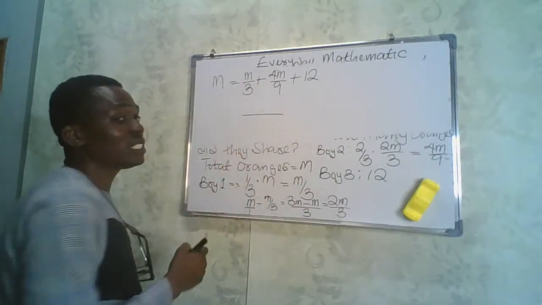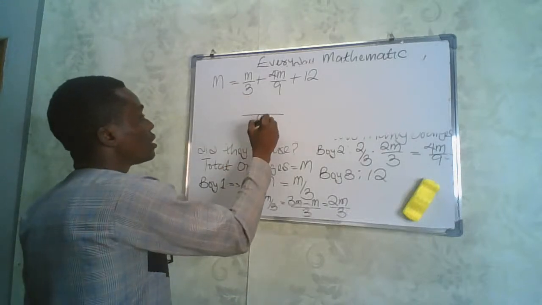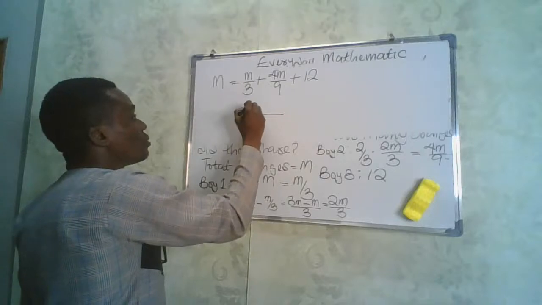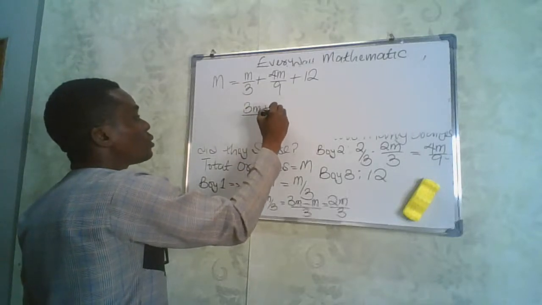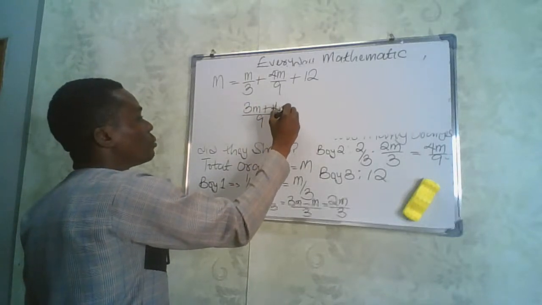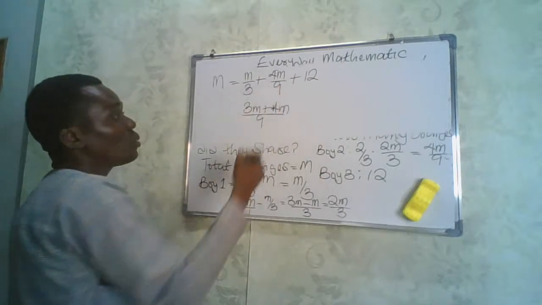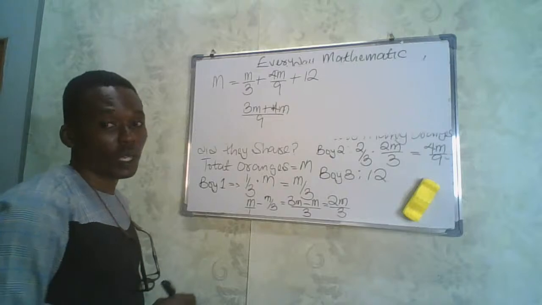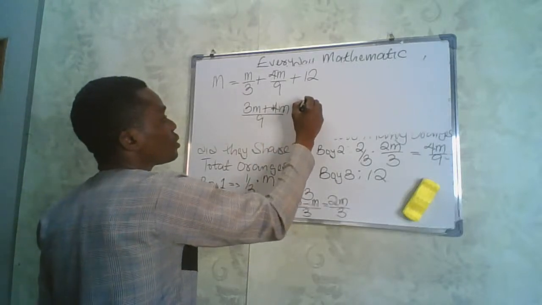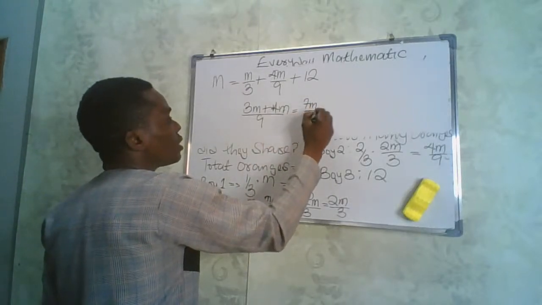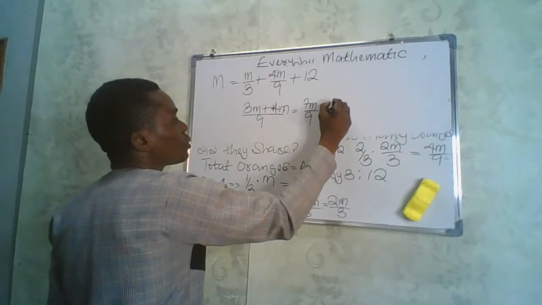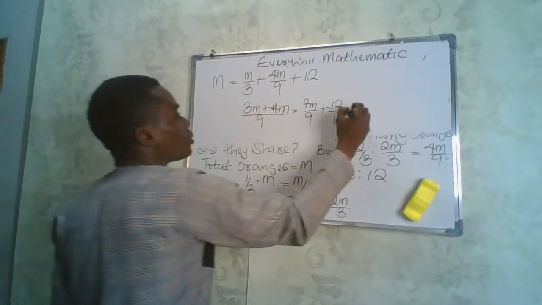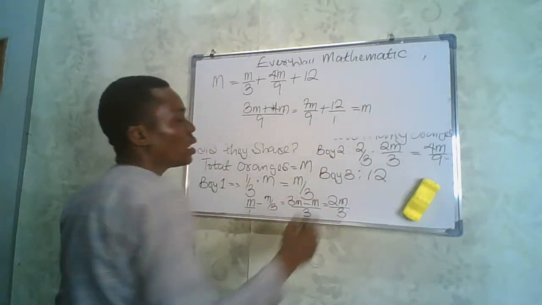To simplify this, the common denominator is 9. 9 divided by 3 is 3, and 3 times m gives us 3m, plus 4m, because 9 divided by 9 is 1, and 1 times m gives us 4m. So this generally gives us 7m divided by 9 plus 12 divided by 1, and that will be equal to m.